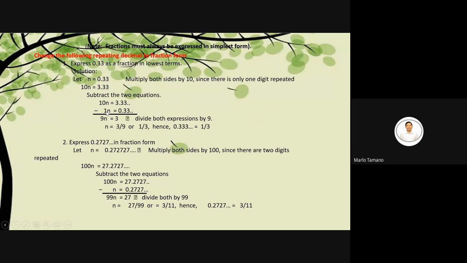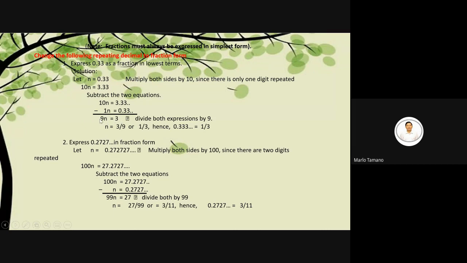Sir, pwede bang tanggalin na lang yung 1? Invisible? Opo. Understood po yun. Tapos, 0.33. Tapos, lalagyan ng vinculum. 33 minus 33, that is 0. Bring down 3. Dito naman po, 10 minus 1 is 9. 9n is equal to 3.